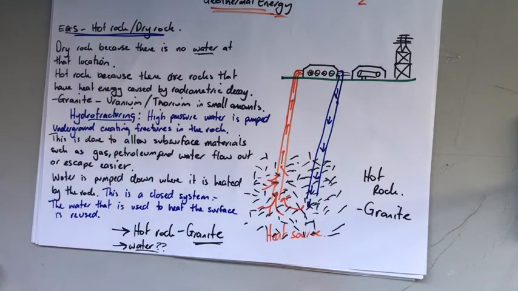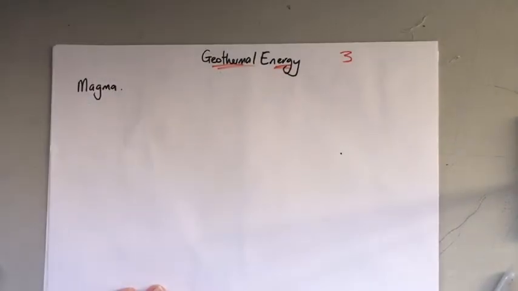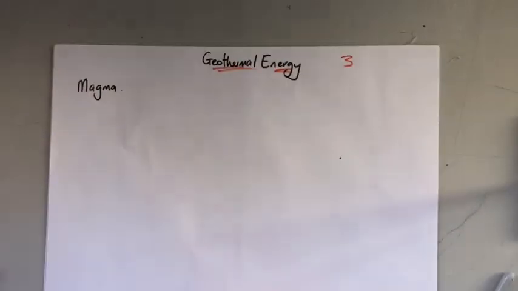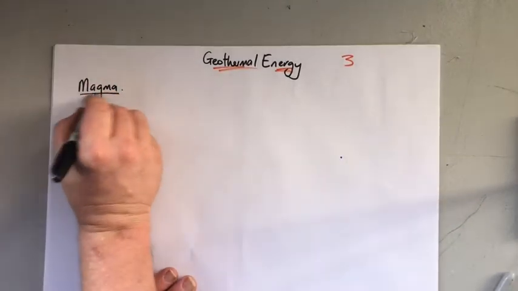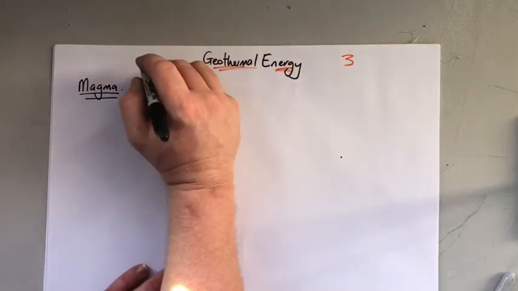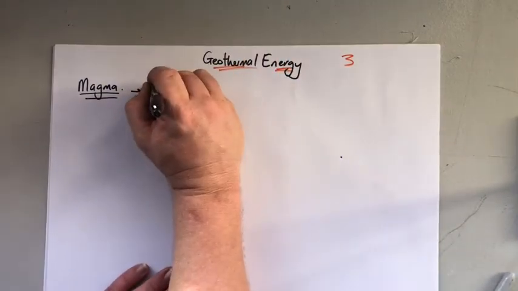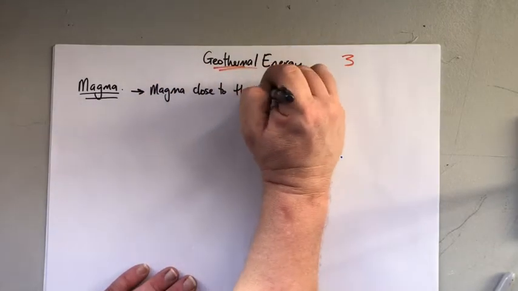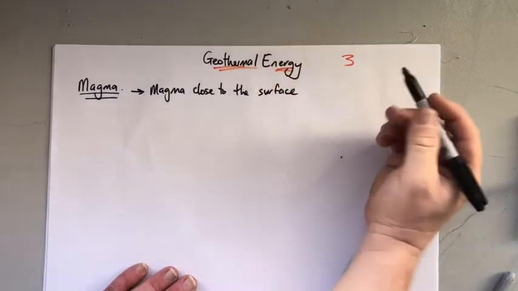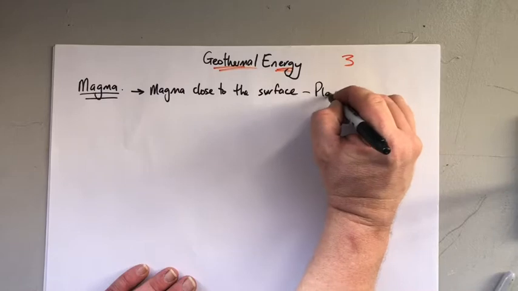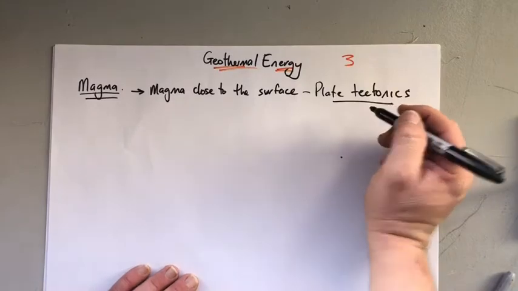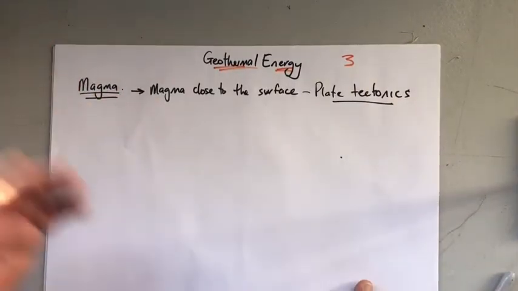Okay, let's do the last one. All right, our last little geothermal. We've just finished hot dry rocks. Now we're going to go on to magma. So locations for this, I'm going to start straight away, are in countries where there is magma close to the surface. So if we look at a plate tectonic map, what places naturally occur that allow magma to rise to the surface?